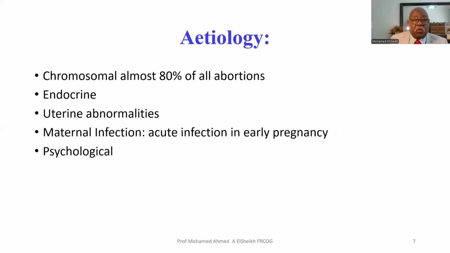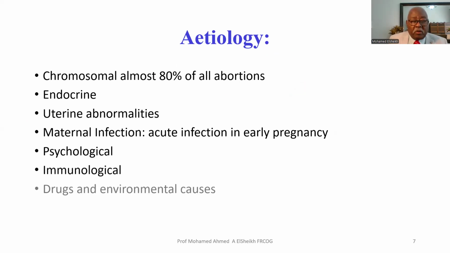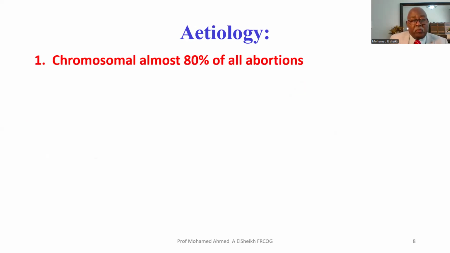What causes miscarriage? Almost 80% are due to chromosomal abnormalities. 80% of all abortions, whether miscarriage or induced, are due to chromosomal abnormalities. Other factors which we know are endocrine factors, uterine abnormalities, maternal infection, especially when it occurs early in pregnancy and an acute one, psychological factors, immunological factors, drugs, and environmental causes. So we go on one by one of these.